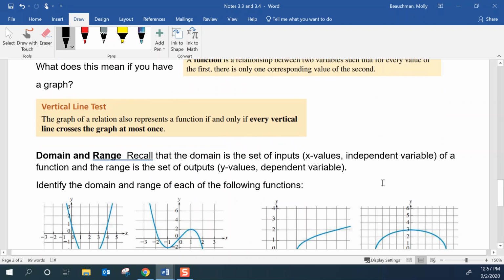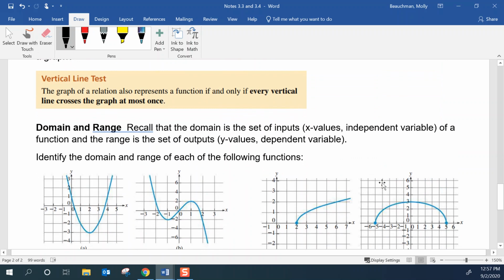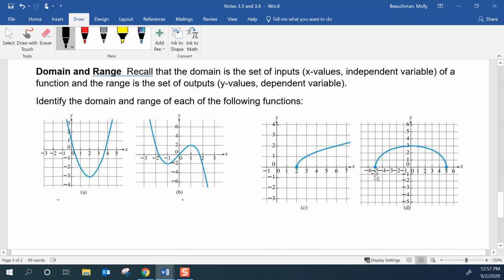Okay, and then another idea that we've done in a previous section is domain and range. The domain is the set of inputs, all the x values, the independent variable, and the range is the set of all the outputs, or the y values of the dependent variable. So we looked at that in terms of equations, but now we're going to take a look at it in terms of graphs. If you have a graph of a function, can you tell what the domain and range are?